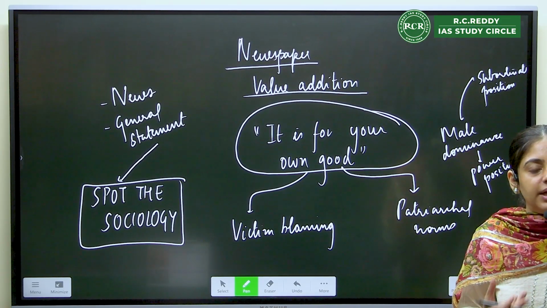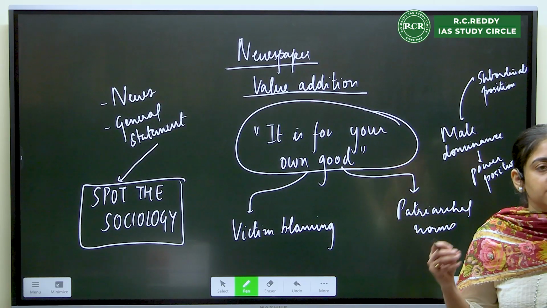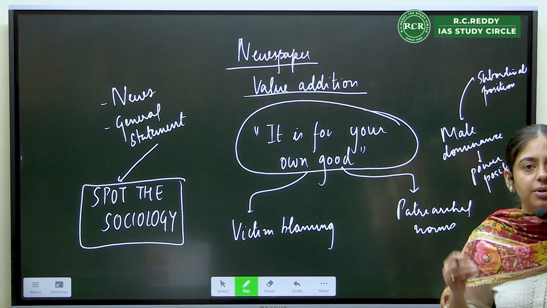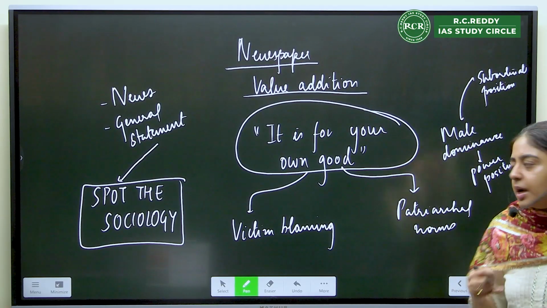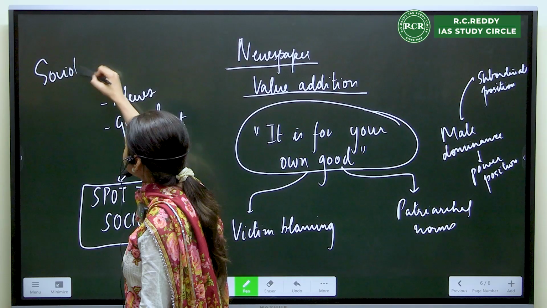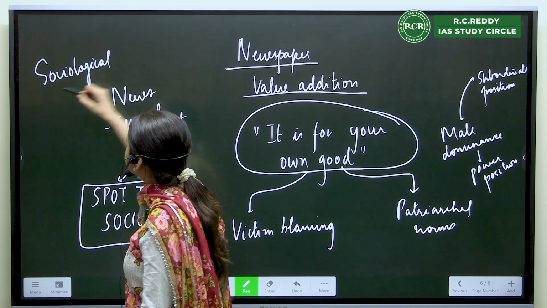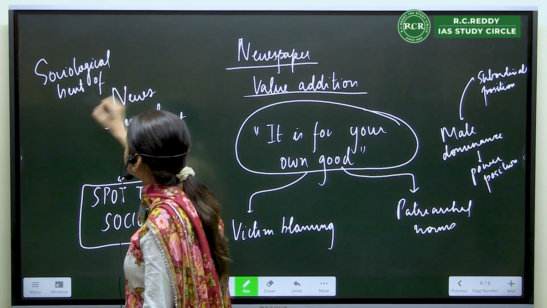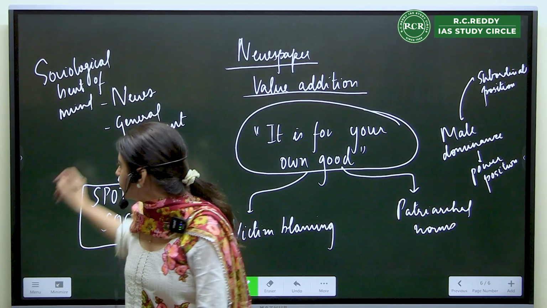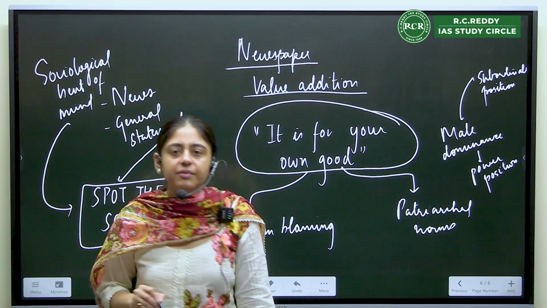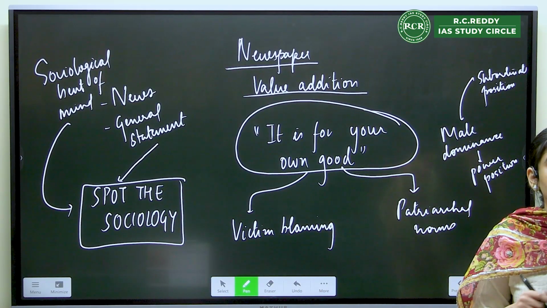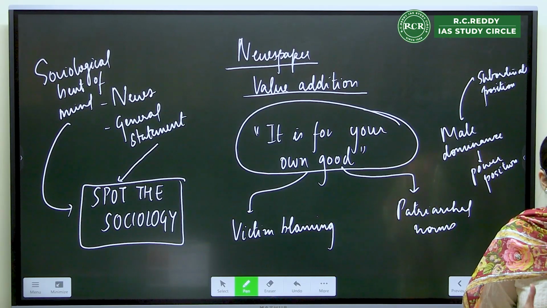So when we are looking at sociology, the theory part is okay, we'll do the emergence of sociology, we'll do thinkers also, we'll do paper two also, that's fine. But developing a sociological bent of mind, that is very important, where you spot the sociology everywhere, and you try to see how the society works.